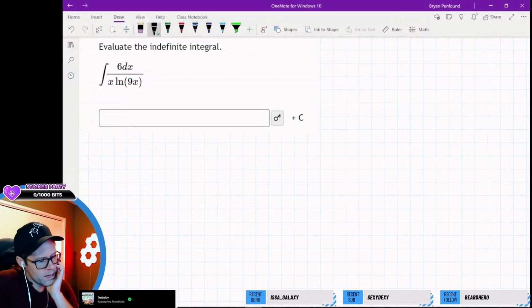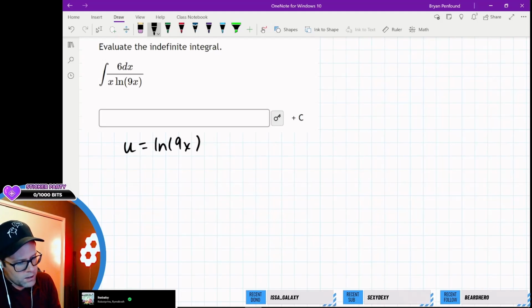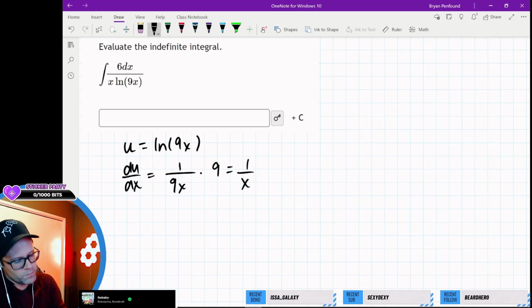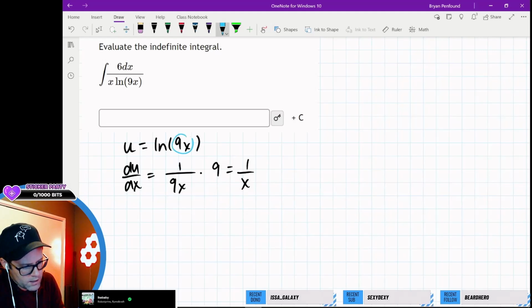What in the world is this? Are we taking a logarithm here? Like, should we take ln 9x? If we take u as ln 9x, then du dx is 1 over 9x times... Oh, it's really just 1 over x. Well, that's fun. So remember that this extra 9 comes out. So this is the inside function, right? So this extra 9 comes out because of the chain rule.